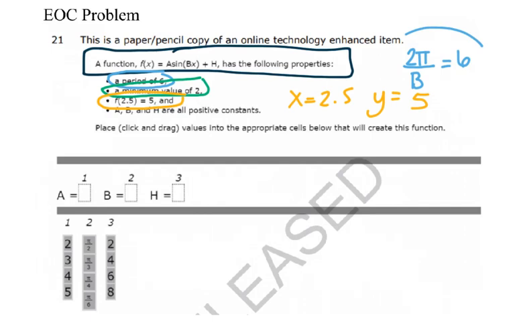So I'm going to use this part first. I'm going to work backwards to figure out what my number for b has to be. So the only thing I can do to get rid of dividing by b is multiply both sides by b.